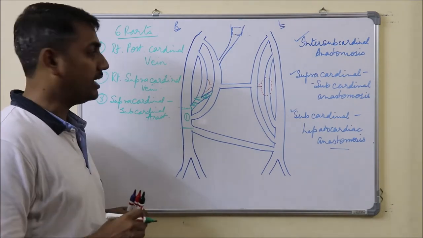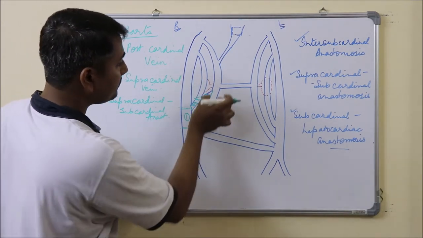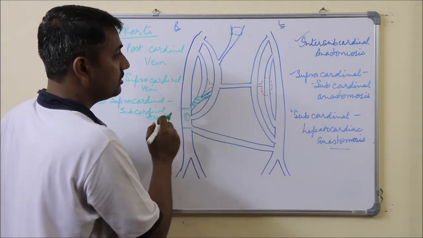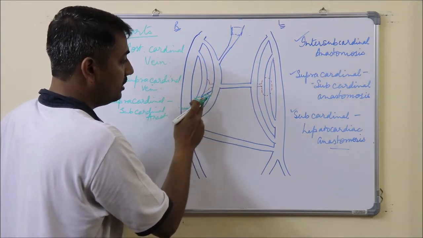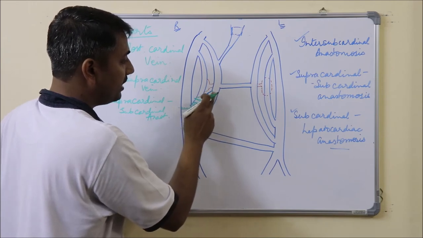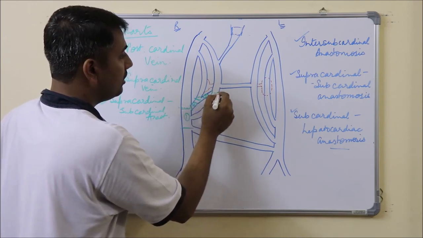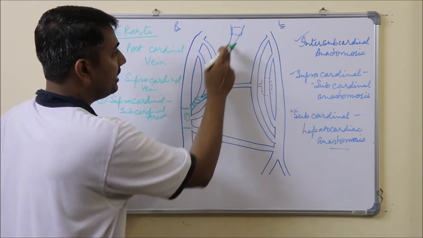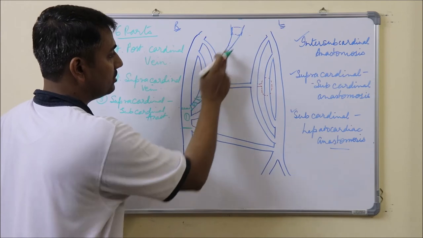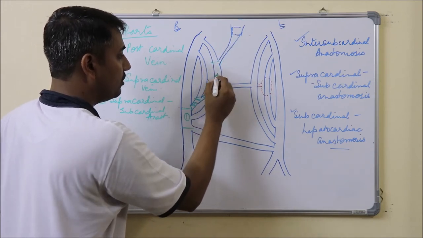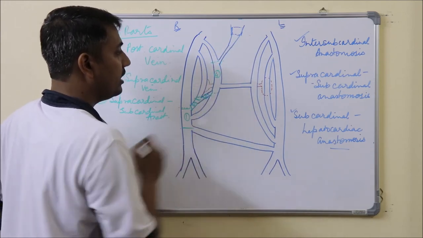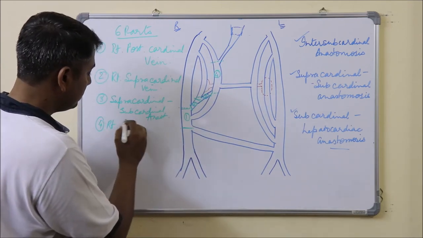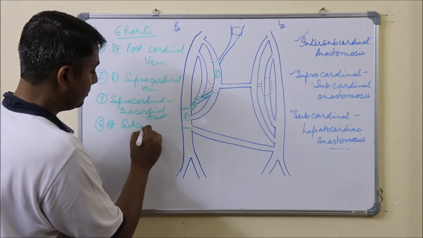The fourth part of the IVC is formed by the right subcardinal vein, from the junction of the supracardinal subcardinal anastomosis to the junction of the subcardinal right hepatocardiac channel anastomosis. So till this level forms the fourth part of the IVC. So the fourth part is formed by the right subcardinal vein.